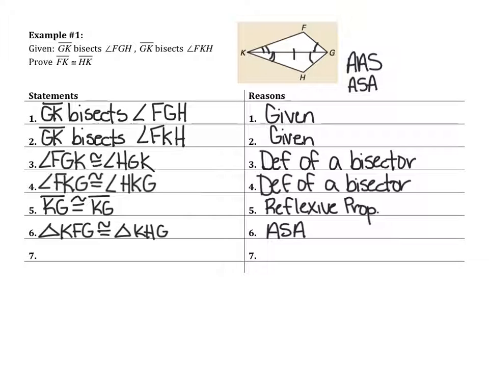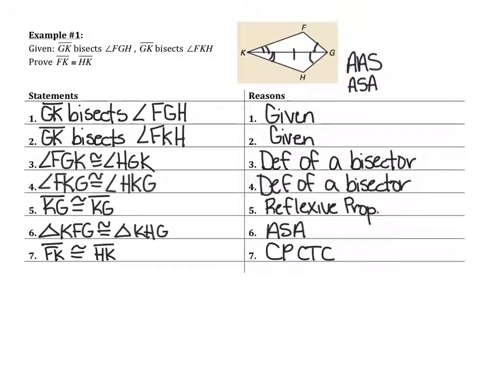So I can now state that FK is congruent to HK because of corresponding parts of congruent triangles are congruent, which we just showed that we have congruent triangles. So again, I can state that segment FK is congruent to segment HK because of corresponding parts of congruent triangles are congruent.